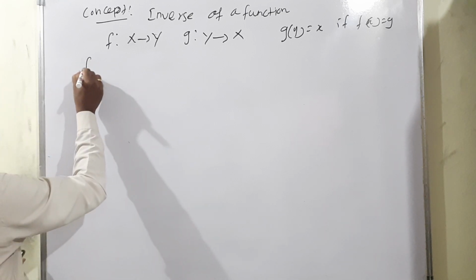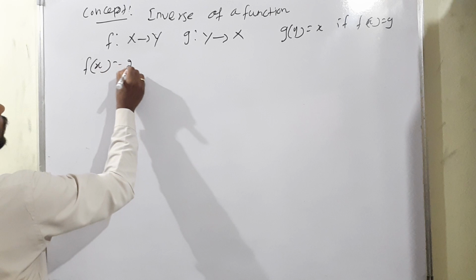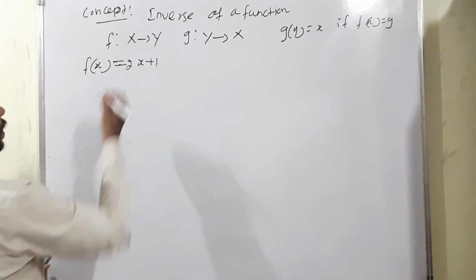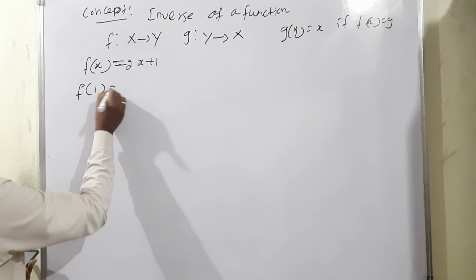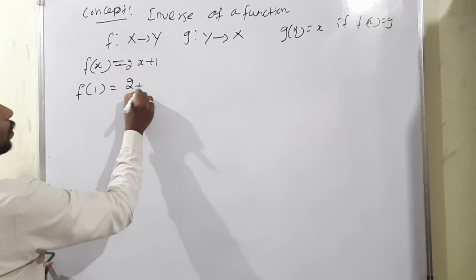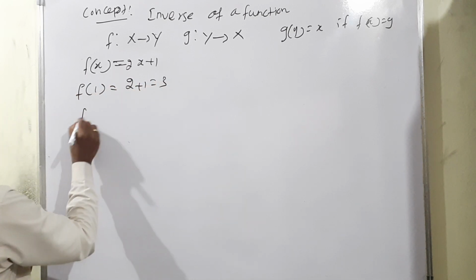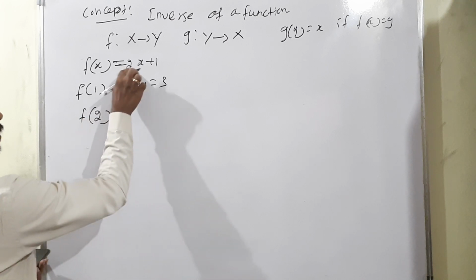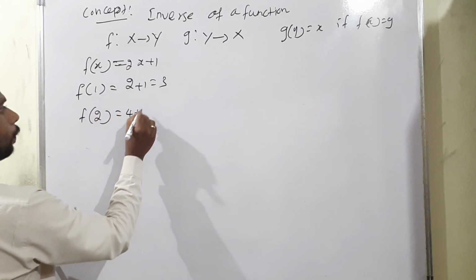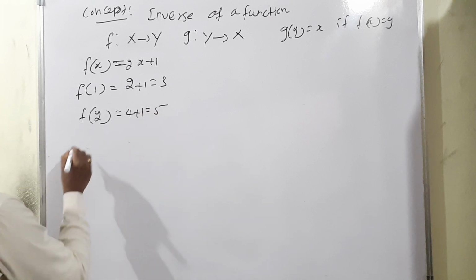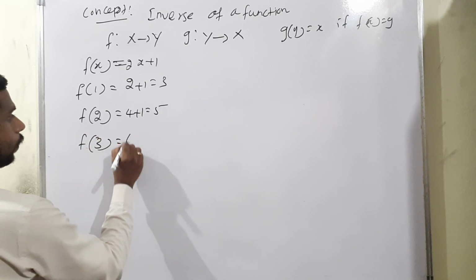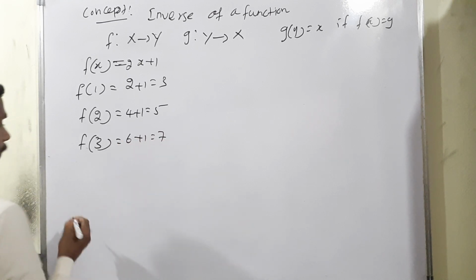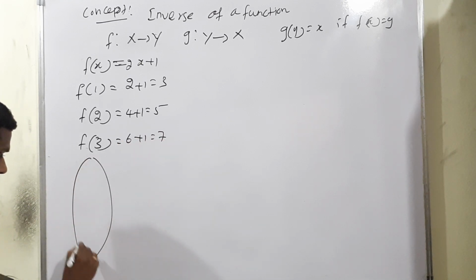Listen. f of x is equal to 2x plus 1. Instead of x, consider 1: 2 into 1, so 2 plus 1 is equal to 3. Then f of 2 means 2 into 2, 4 plus 1 is equal to 5. Then f of 3 is equal to 2 into 3, 6, plus 1 is equal to 7. Just to make a diagram.